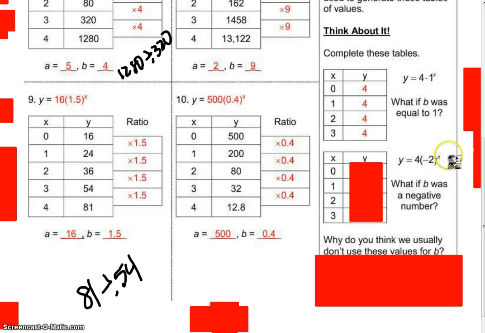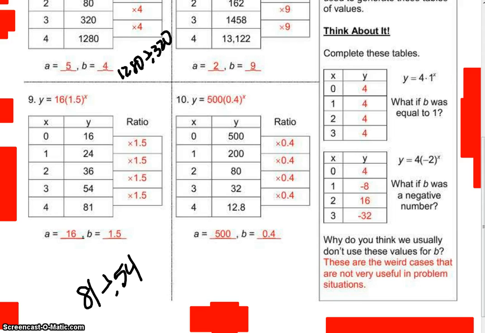Y equals 4 times negative 2. What happens when your base is a negative number? Well, we know that for 0 it has to be 4 because that's my A value. And then the B is what I'm multiplying every time. So 4 times negative 2 is negative 8, times negative 2 is 16, times negative 2 is negative 32. So why don't we usually use these values? Because they're weird. Okay, they don't work right. So you're not going to see one with 1 as your base, and you're not going to see one with a negative number as your base, because it makes weird things happen.